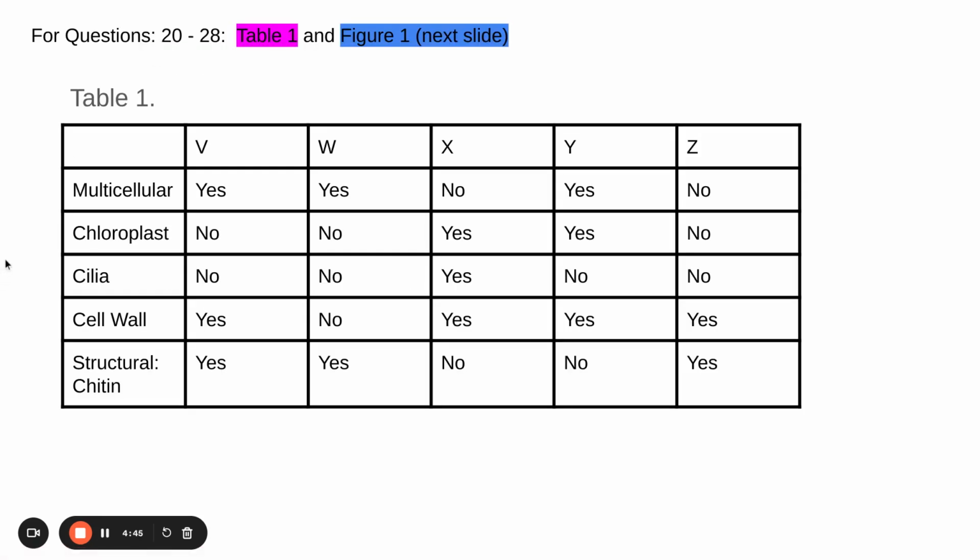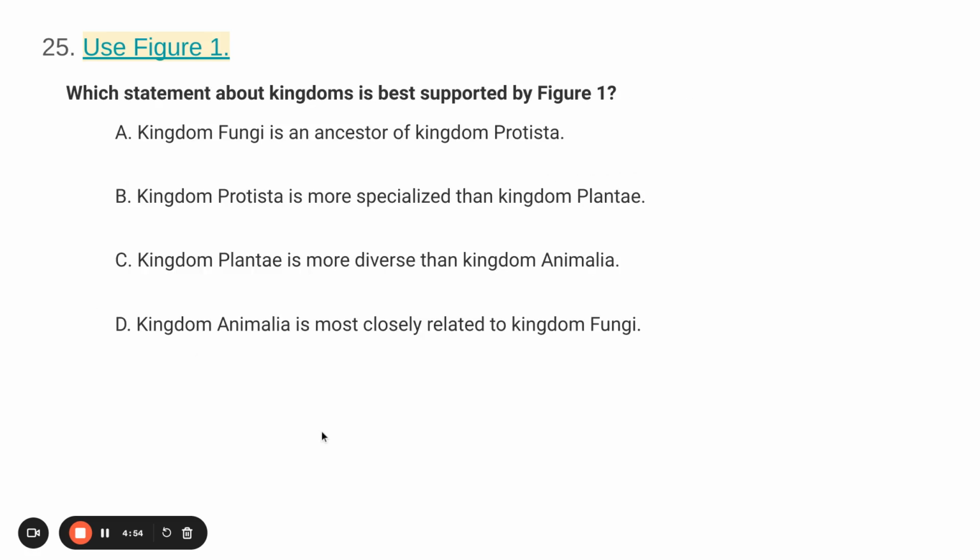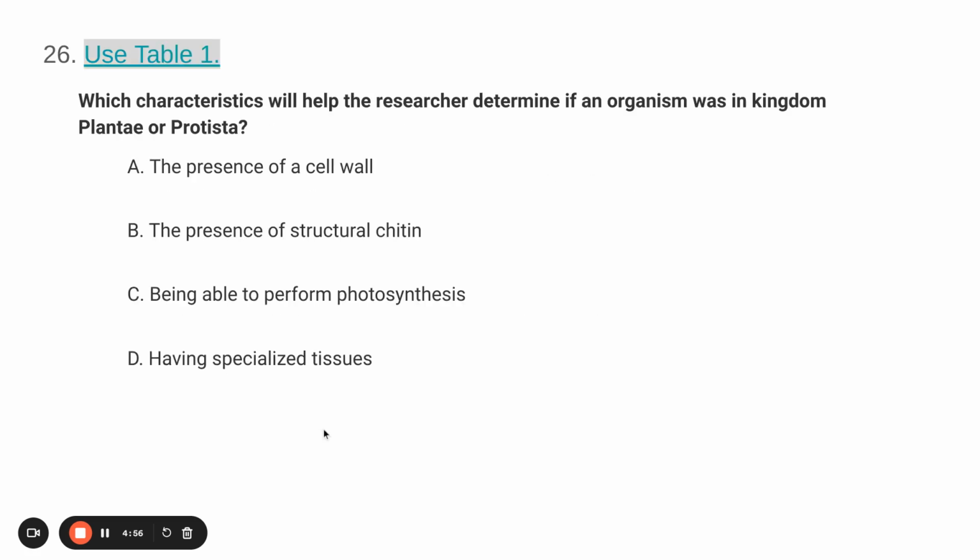So let's go to this table 1. Hold on, I forgot the question. So which characteristics will help the researcher determine if an organism was in the kingdom Protista or Plantae? I'm thinking we're going to have to go with having specialized tissues because Protista are single-cell organisms, and single-cell organisms cannot have tissues.